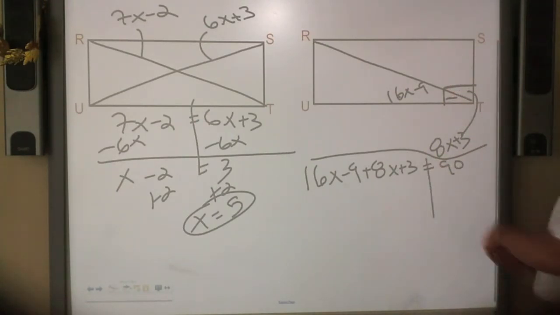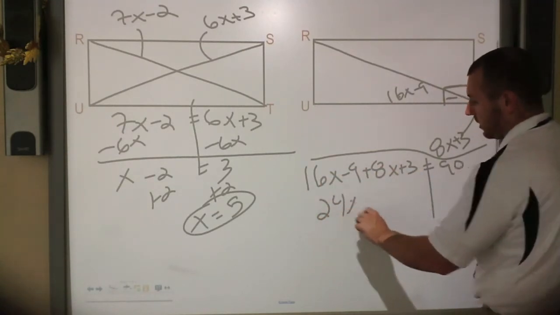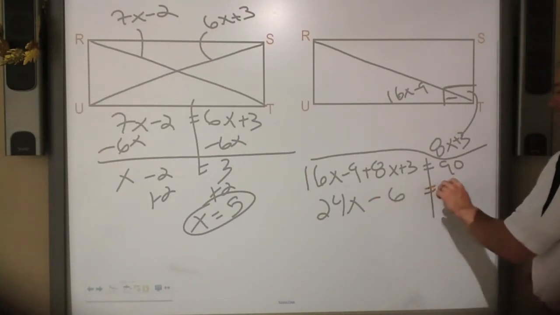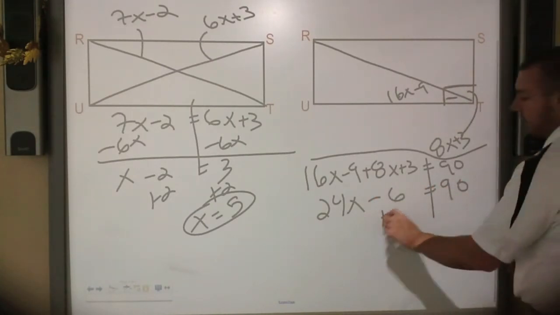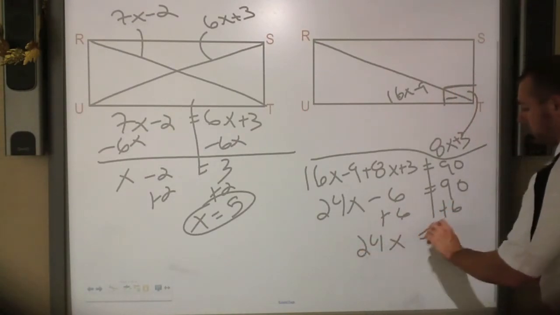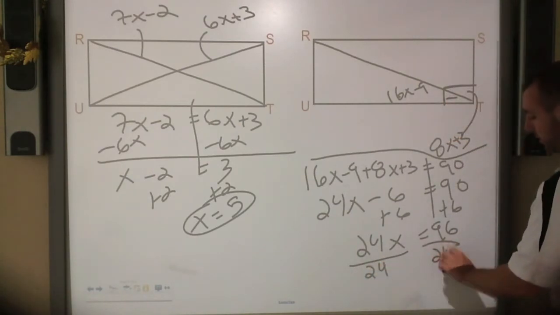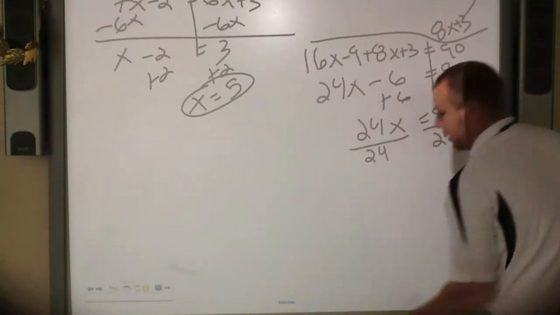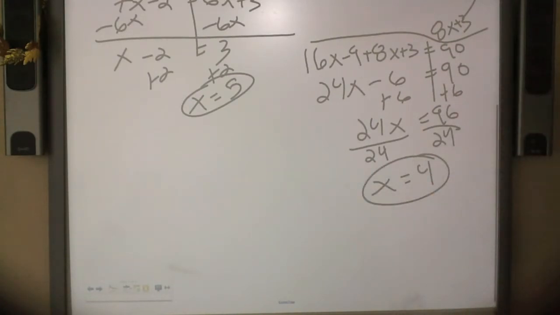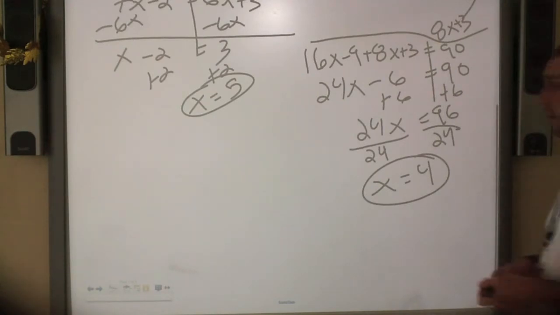Then I solve. So 8x and 16x, that's 24x. And then minus 9 plus 3 is minus 6 equals 90. And then add 6. 24x equals 96. I divide by 24, and I get that x equals 4. So those are the two examples. But those aren't the only examples that I want to go through.